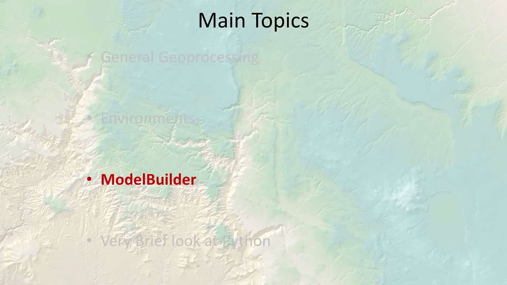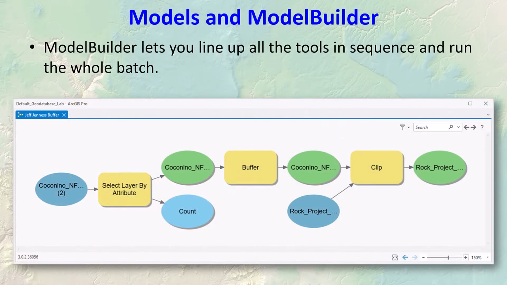In this video, we're going to look specifically at ModelBuilder. It's a really nice way of stringing tools together such that one tool produces output that serves as input to the next tool. You can run a whole chain of tools at once and save that whole process as if it were a single tool.